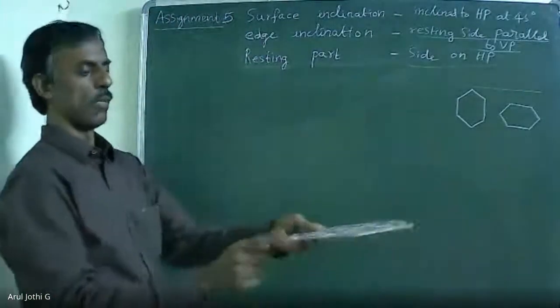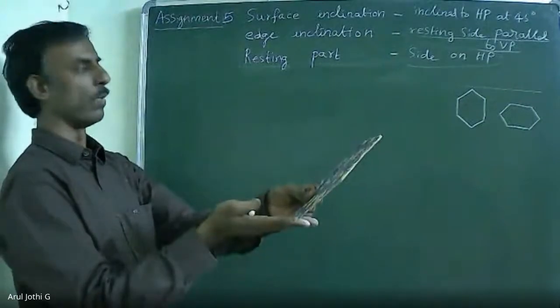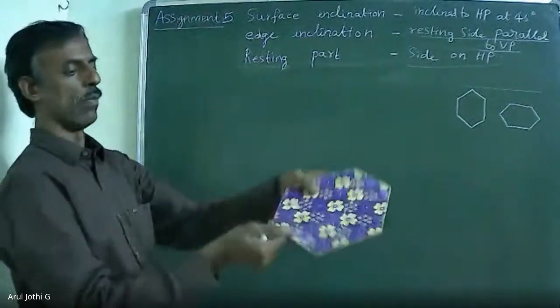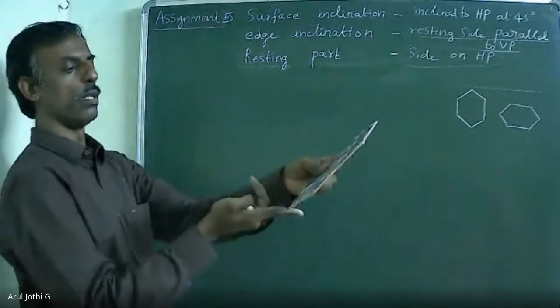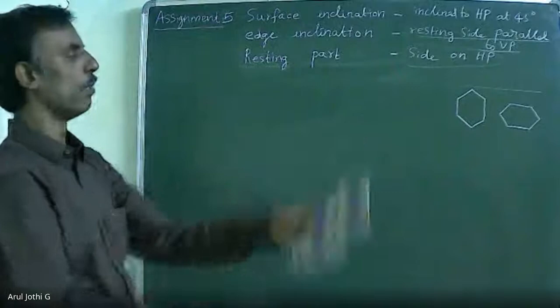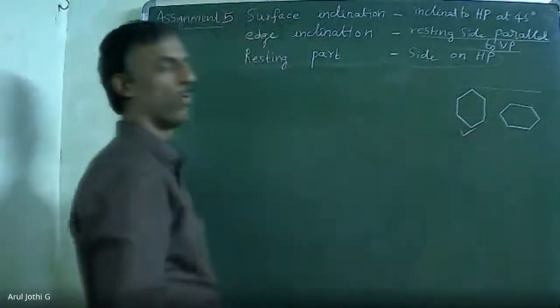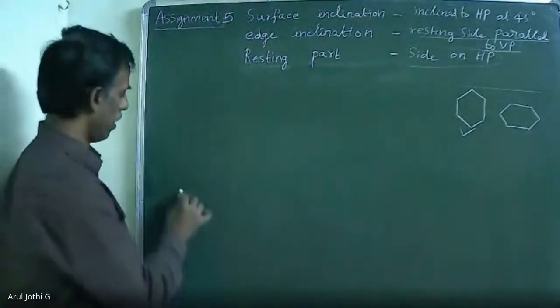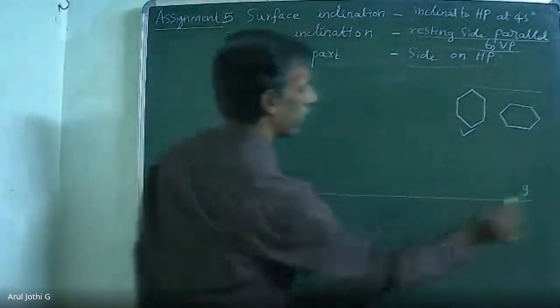In the first case, when you maintain one side here and rotate the front view, the side will be lying on HP. In the second case, when you maintain one corner at the left side of the top view and rotate the front view, this corner is going to lie on HP. So as per the given condition, the orientation should be the first one, because one of the sides is lying on HP. That's the condition given.